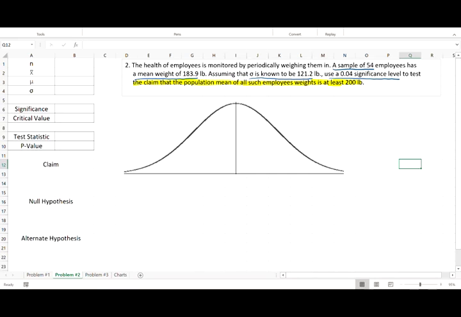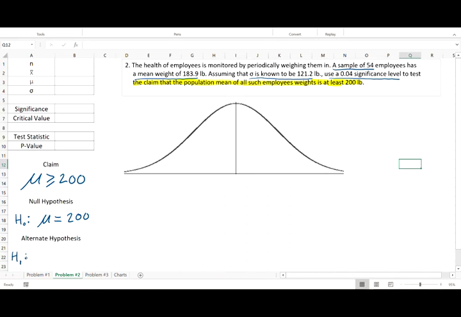Okay, so there is the claim that the population mean is at least 200, meaning 200 or more. So greater than or equal to 200. Now the null hypothesis, again, is always a statement of equality. Mu is equal to 200.